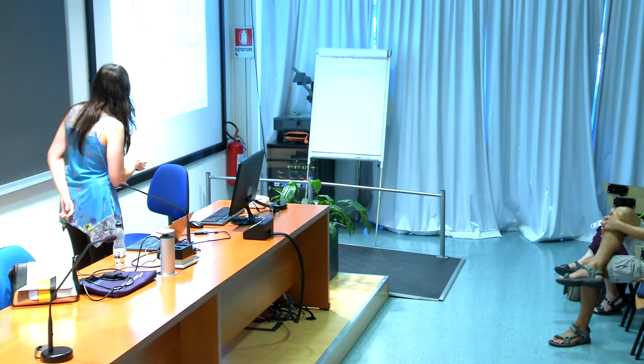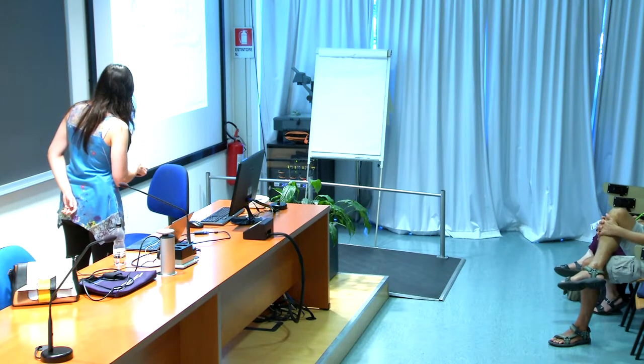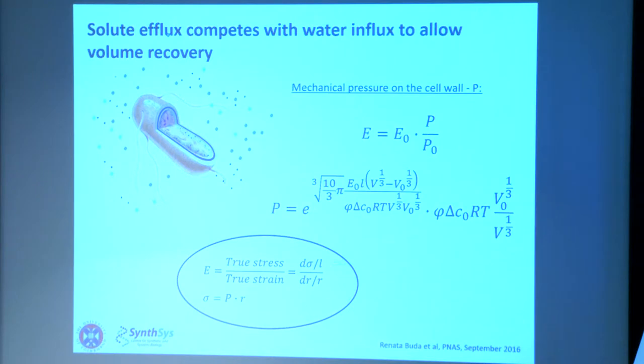OK, so now we have these two expressions. We have this one, and we'll just solve it. You see, it'll be dP over P, and then there will be r squared, dr and r squared. So you'll get the expression for the pressure. So this is now the mechanical pressure. You have an exponent. This V to 1/3 is just r, that's just the radius. Delta C0 is the initial osmotic pressure, the initial difference between the two.